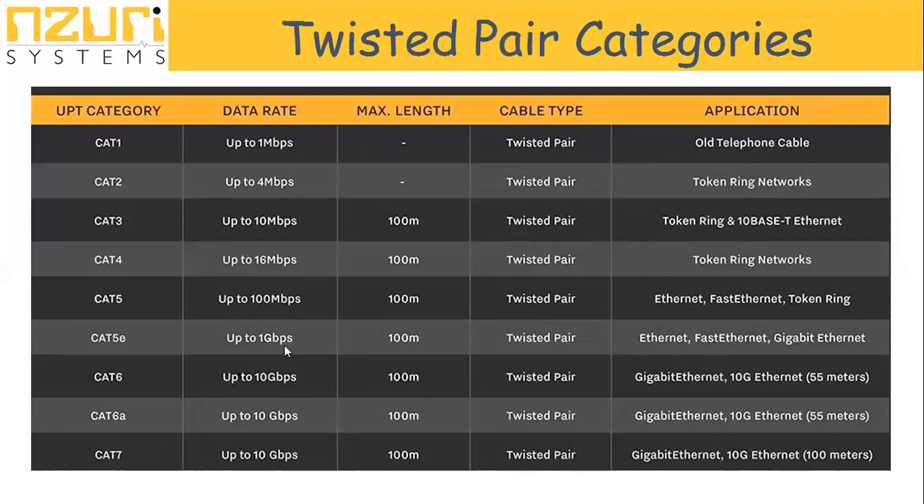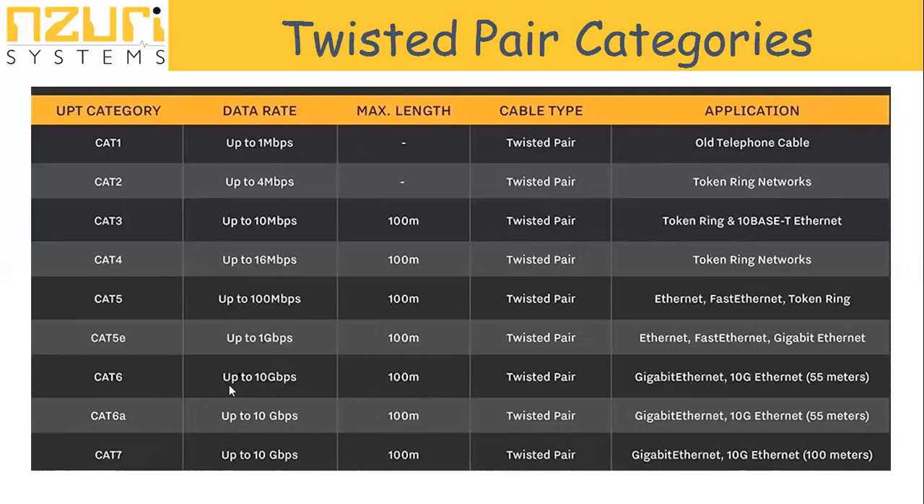Now, with category 5E, there was a need to get more speed, and the cable was improved a little bit. A category 5E cable can give you speeds of up to 1 gigabit per second, and it can go a maximum length of 100 meters. It's twisted pair, so you can see it supports these standards. I have Ethernet, I have fast Ethernet, and I can use it for Gigabit Ethernet.